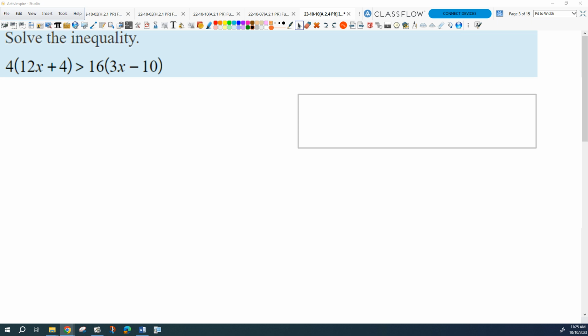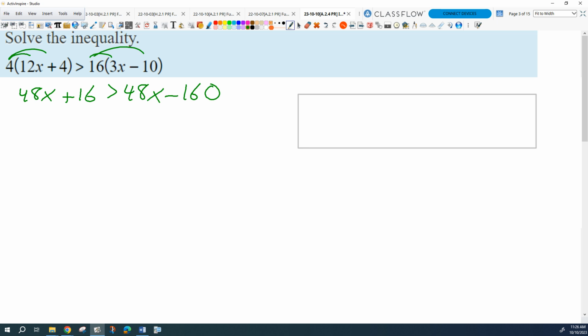The algebra is pretty easy, but let's remind ourselves, how do we deal with this answer? It's going to be a weird answer. So I cannot point to a single x here, right? So I've got to simplify, which would mean what? Distribute. So if I distribute the 4 on that side and the 16 on that side, that's going to give me 48x plus 16, right? Is greater than 48x minus 160. Still, I can't point to a single x. So what does my next step have to be?